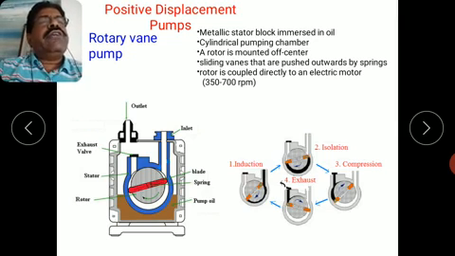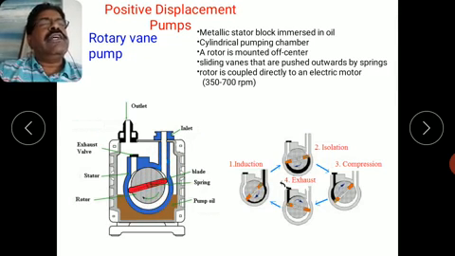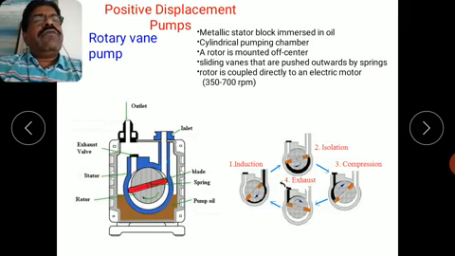So initially you can see the vane is at this position like this. There is an entry from this particular inlet. Now gas molecules can enter into this particular pump. So this inlet pipe is connected to the vessel which you want to evacuate. So the vane is at this position and the gas molecules are entering here. That is the first step, that is induction. So when the rotor is rotating, this vane is also moving in this particular direction.